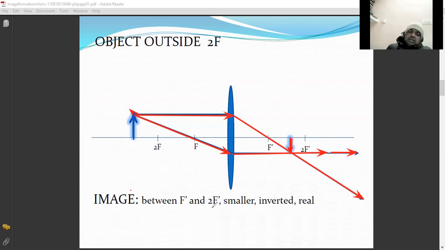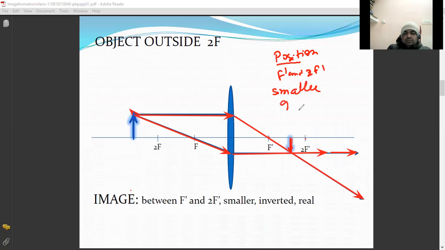Whenever you have to describe the characteristics of an image, the first point is to tell about its position. Position means where it is formed. So you see, the position is between F dash and 2F dash. Second, you see whether it is smaller or bigger than the object. Here the image formed is smaller than the object. Next, you see whether it is below or above the principal axis. The image formed is below the principal axis, so it is inverted.